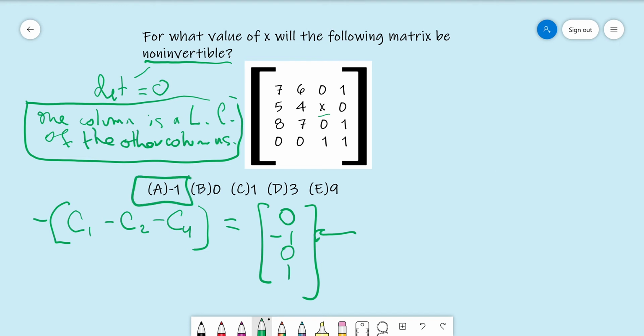That value of x will allow column 3 to be written as a linear combination of columns 1, 2, and 4, which means that the matrix is non-invertible.